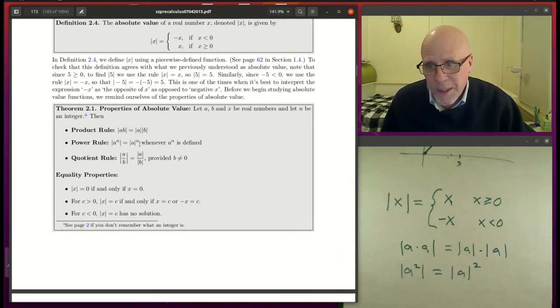The quotient rule: the product rule and the power rule together basically hand you the quotient rule. But it's worth being able to deal with this. If you have a fraction inside absolute values, you can pop the absolute values out onto the parts of the fraction. And of course, neither of these things will be defined if b is 0, so I put a little proviso in there that b has to be not equal to 0. I think all three of those rules are pretty obvious, and they're things we need to use in order to solve absolute value problems.